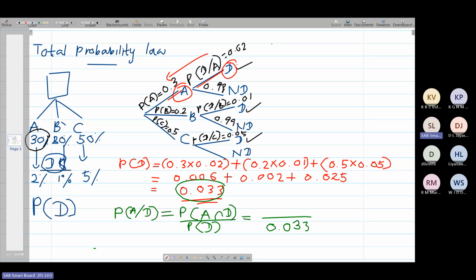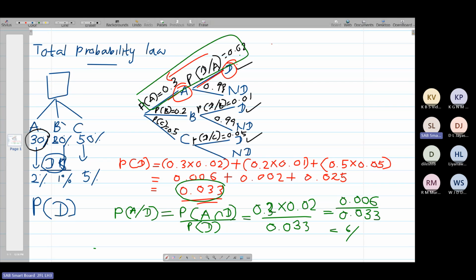It's here. Then here, take that defective item. That item is produced by machine A. Then it means this branch. What is the intersection? 0.3 into 0.02. Then we write 0.2 into 0.0, sorry, here 3. Then we solve it and we can find the answer: 0.006 divided by 0.033. That means the probability is 6/33.